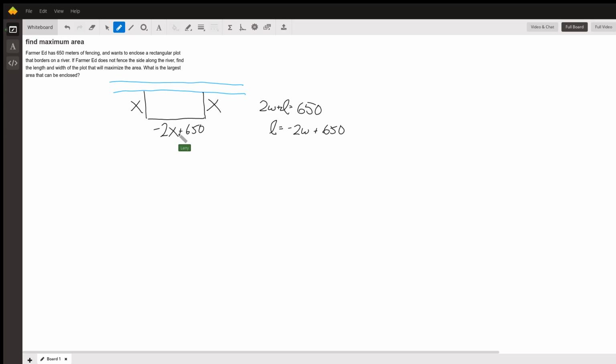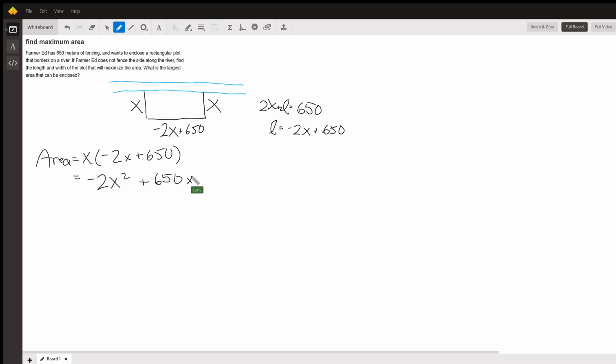In fact, let's do it over here too. We'll replace w with x. Okay, so we're looking for maximizing the area. The area is, in fact, length times width, x times negative 2x plus 650. That's the area. That equals negative 2x squared plus 650x.